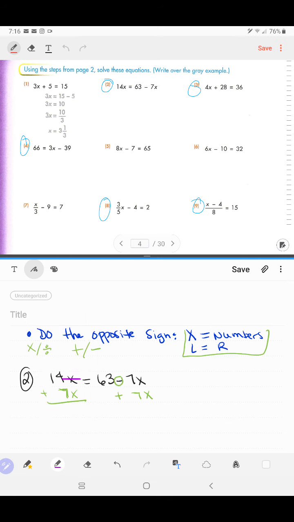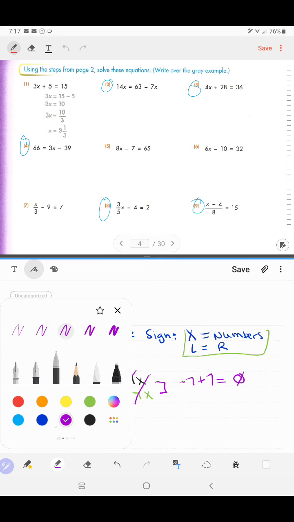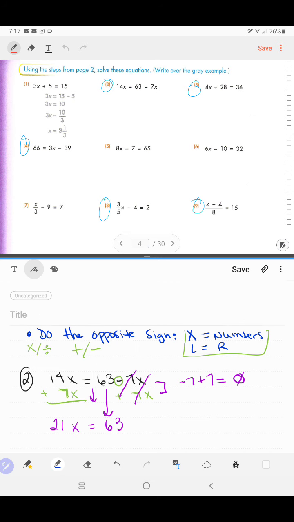So we've got 14 plus 7 is 21x. This always cancels because you're doing -7 plus +7, which is 0. So this part is always going to cancel out. Bring down your equals, bring down your number, and then divide. So it's called a two-step equation because the first step is always going to be adding or subtracting.